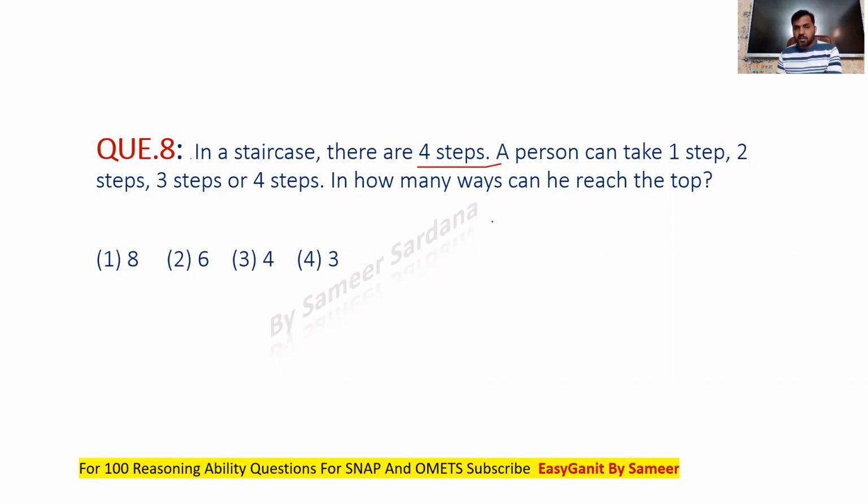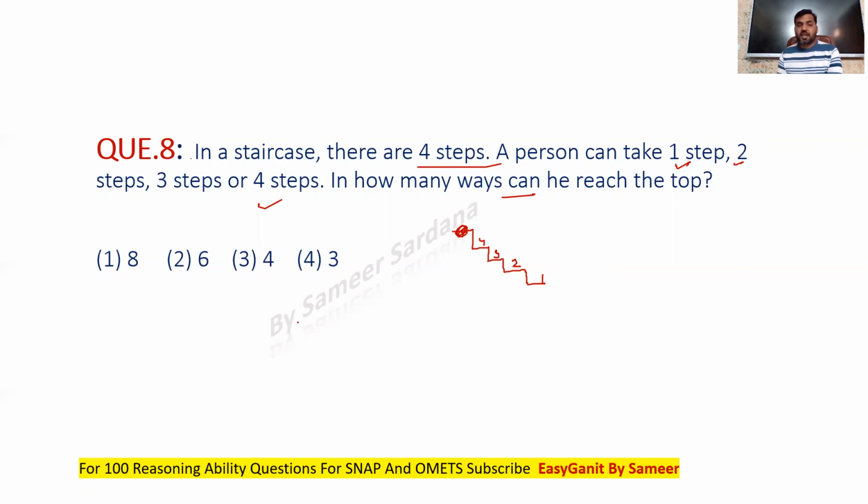So guys, there are 4 steps, right? 1, 2, 3, and 4. These are the 4 steps of the staircase, right? Now, a person at a time can take 1 step, 2 steps, 3 steps, or 4 steps. We are supposed to find the total number of ways in which he can reach the top.